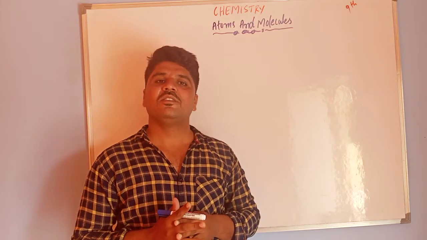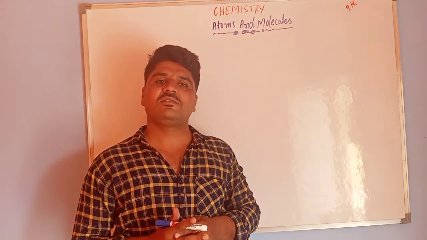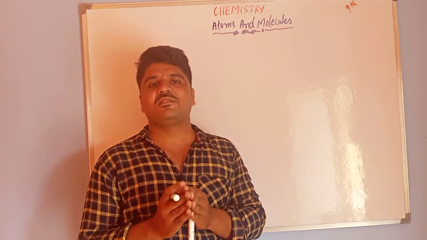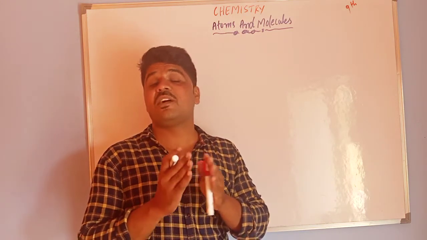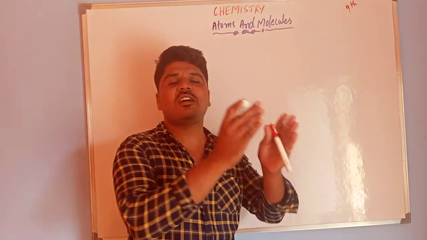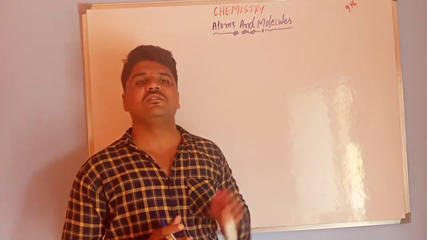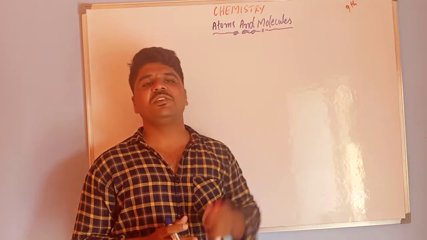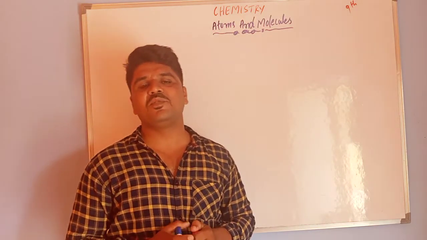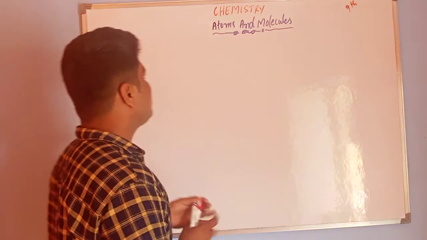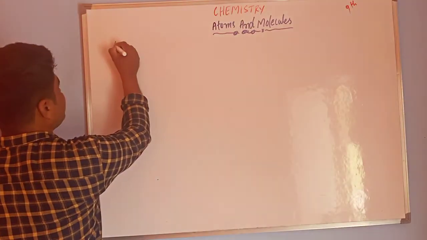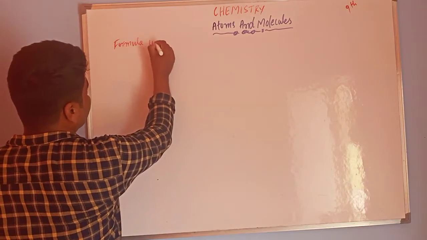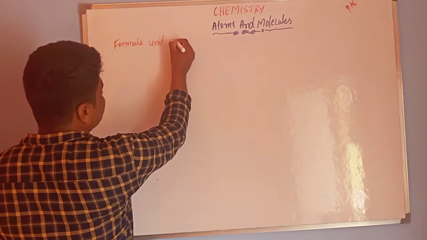Can you tell the definition of molecular mass? It is the sum of the atomic masses of all the atoms in a molecule. This is what molecular mass is. So in this video I am going to discuss formula unit mass. Formula unit mass.